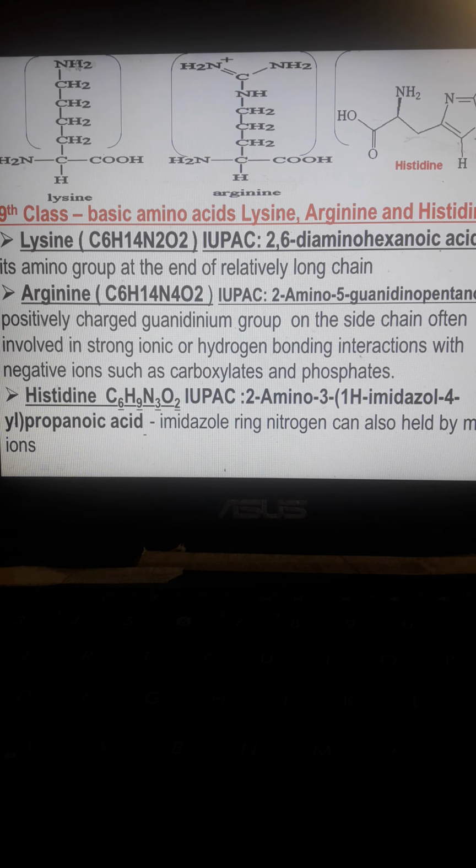charge of guanidine yung group. Side chain involves strong ionic hydrogen bonding. This one, ionic, because of the presence of NH2 with negative ions such as carboxylates, of course, and phosphates. Okay? And histidine, ito yung imidazole ring nitrogen and also held by metal ion. So this one, it is the imidazole. Okay? This is the side chain of the histidine.